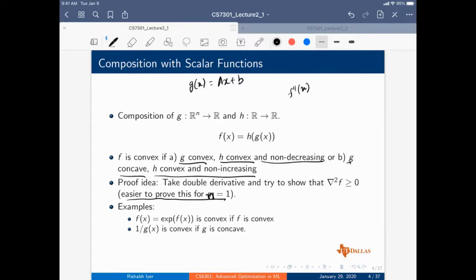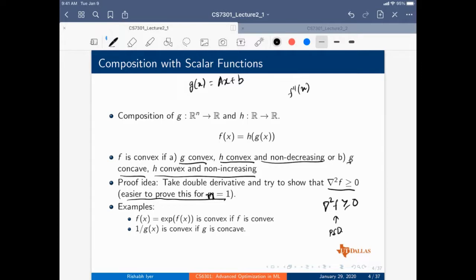One thing to note is that in the vector valued function, this is a matrix, right? So here del square f would be greater than or equal to 0 in a positive semi-definite sense, right? So this was actually brought up last time.